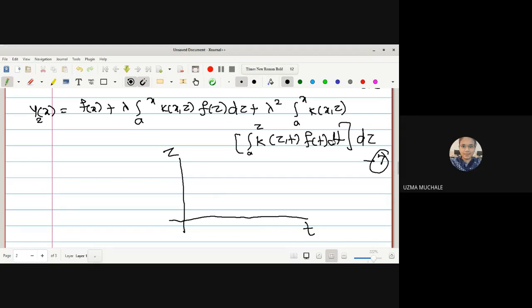So for t, the limits of integration are a to z. Now here also z is there. So here the limits of z are from a to x. Limits of integration of z are a to x.